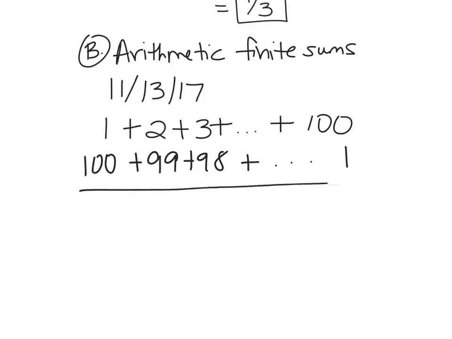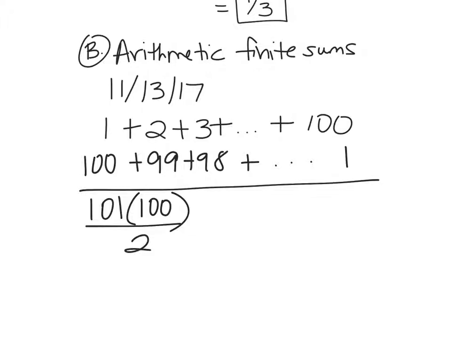And what he did was he added them up, and each pair makes the same number, which is what? 101. And how many 101s are there? There's 100 of them. Okay? But you have to divide by 2. And so the answer is 5050.